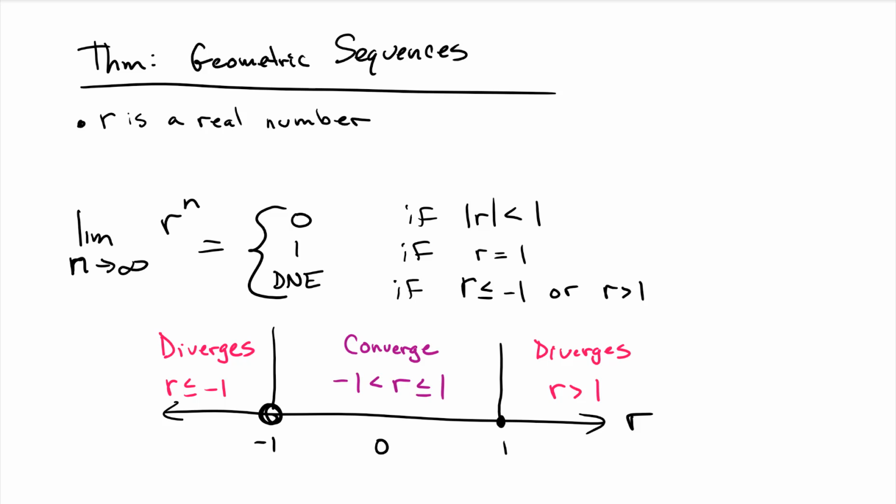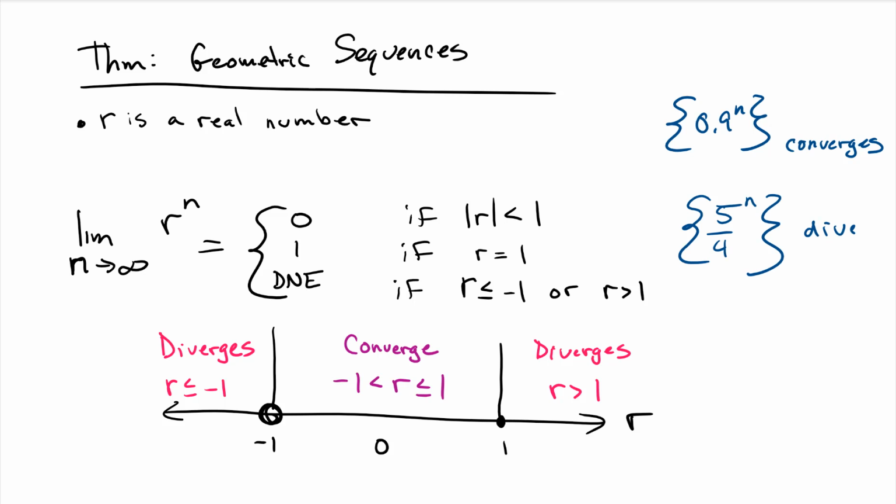So just real quick, I give you this sequence here: 0.9 to the n. Does it converge or diverge? Well, 0.9 is in between negative 1 and 1. That converges. If I give you 5/4 raised to the n, that diverges, because 5/4 is bigger than 1. And what about negative 1 to the n? Does that converge or diverge? Well, r equals negative 1 would make it bad, so that also diverges. So there is our first.